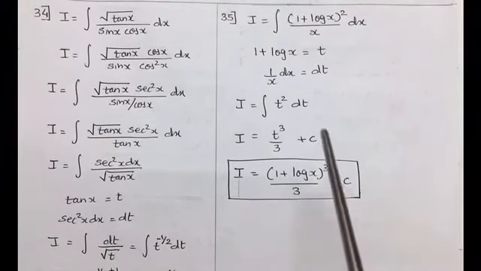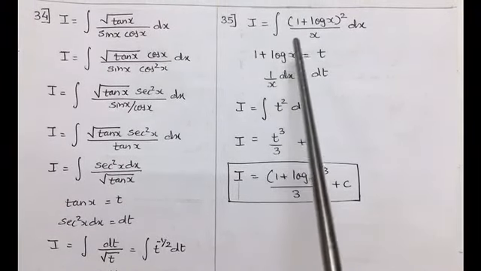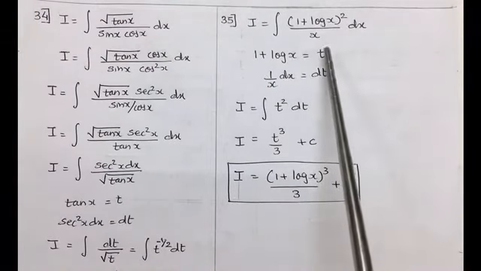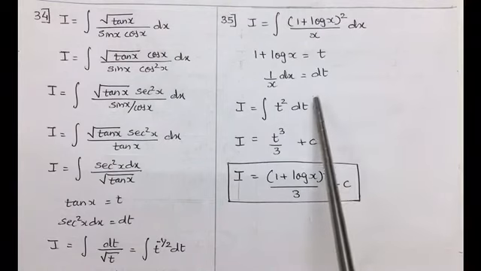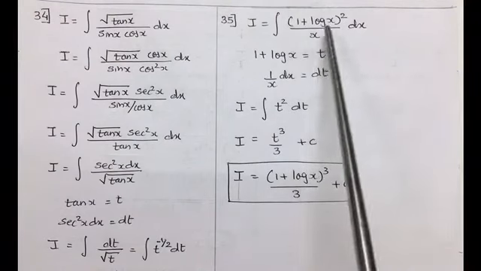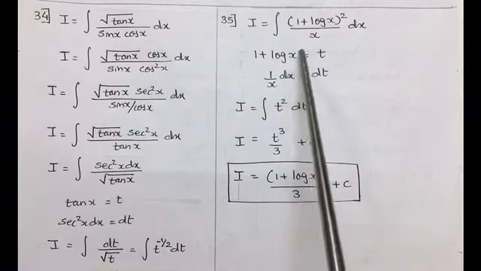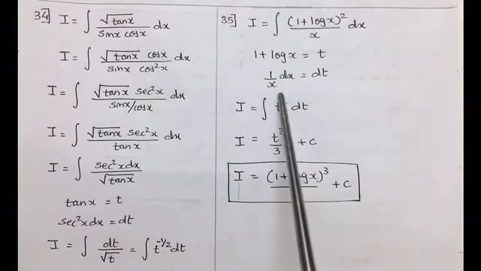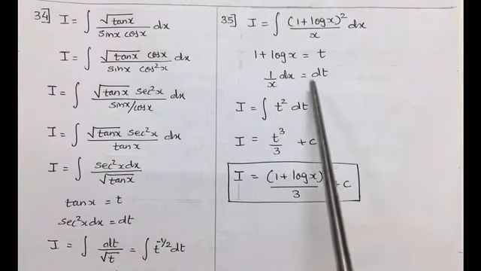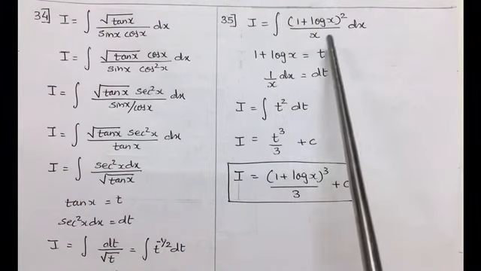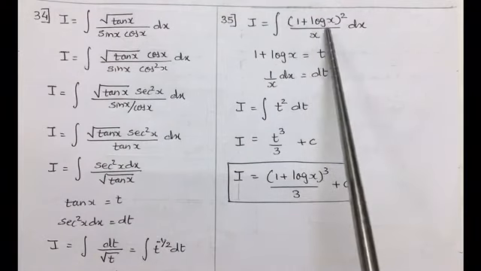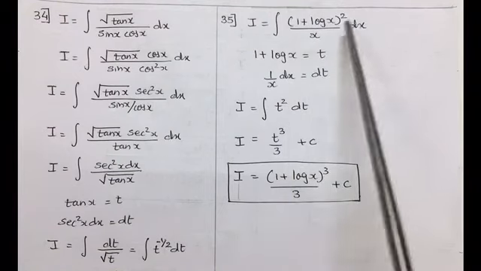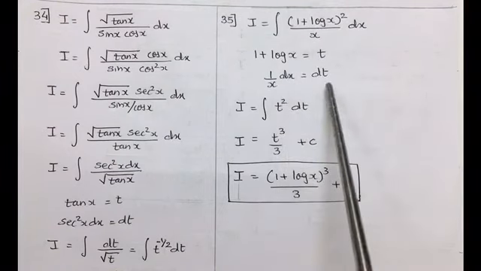35th question is I is equal to integration of 1 plus log x whole square divided by x dx. Assuming 1 plus log x as t and differentiating it, differentiation of log x is 1 upon x, so dx upon x is equal to dt. Now keeping 1 plus log x as t becomes t square. Dx upon x is replaced by dt.